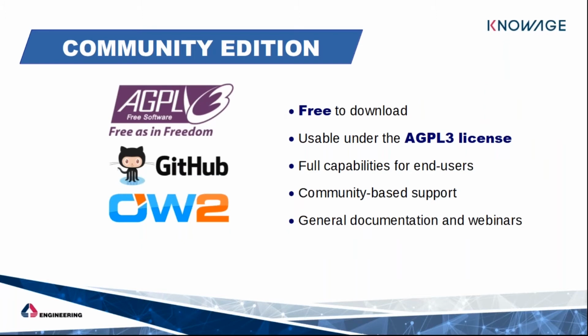A few words for the community edition. We don't have to think that the community edition is a lower product. Of course, community and open source means to be free to download. It is usable under the AGPL3 license, but it has full capabilities for end users. So it has the whole set of analytical capabilities entirely free under an open source license. It has community-based support, and you can find general documentation and, of course, webinars.